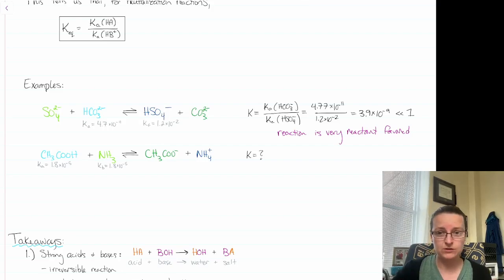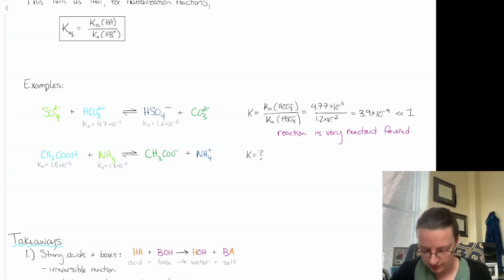Or, in more practical terms, it means that if I put together a mixture of sulfate and bisulfate and bicarbonate and carbonate and let it sit for a little bit, when it gets to equilibrium, in my flask, I'm going to have almost entirely sulfate and bicarbonate and just a teeny tiny bit of bisulfate and carbonate, these two products present. Okay, so that's one example.